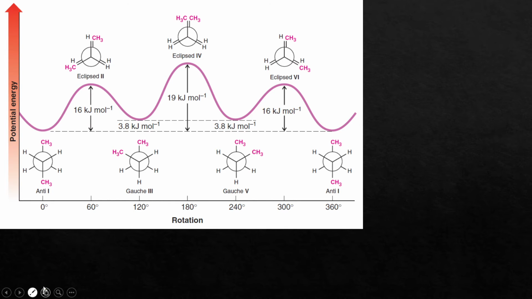If you draw the Newman projection, this is the eclipsed conformation of the ethane molecule, as you can see.